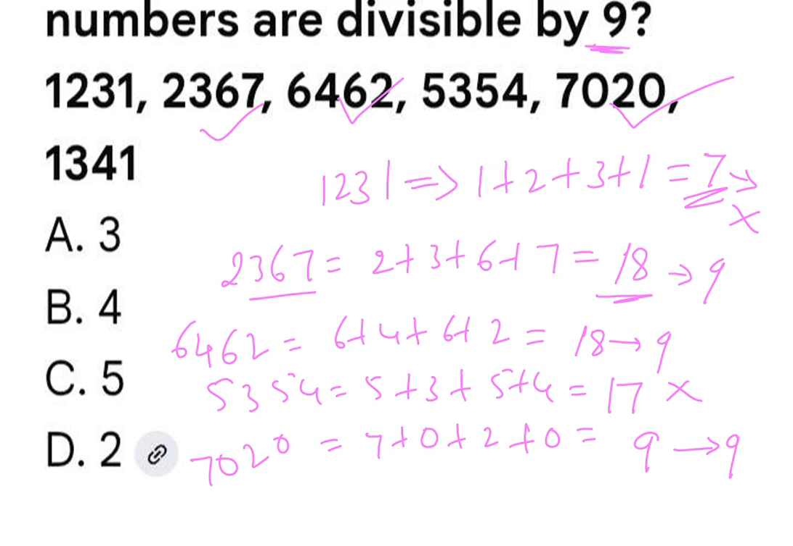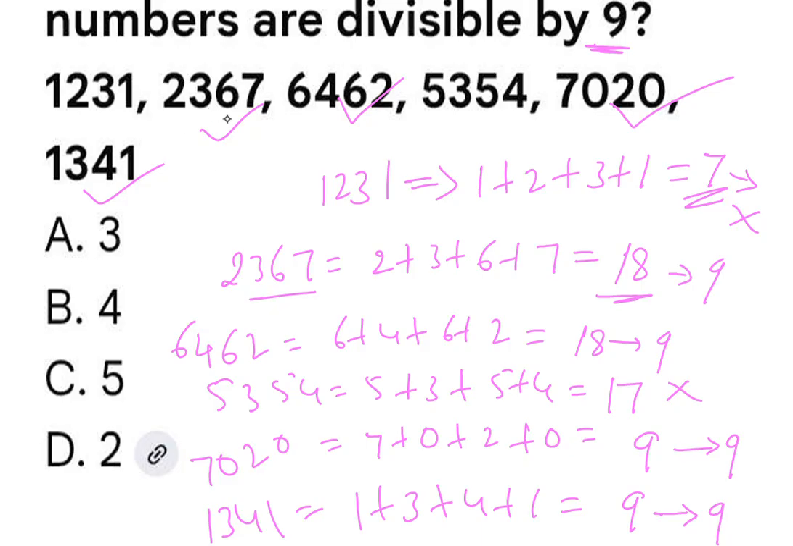So 1341. Take the sum of the digits. 1 plus 3 plus 4 plus 1. 1 plus 3 is 4. 4 plus 4 is 8. 8 plus 1 is 9, you are getting. So 9 is a multiple of 9. So it is divisible by 9. That means the entire number 1341 is also divisible by 9.